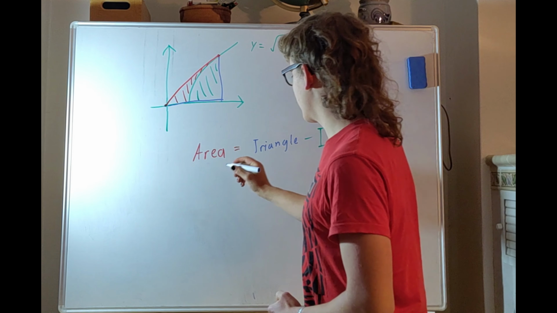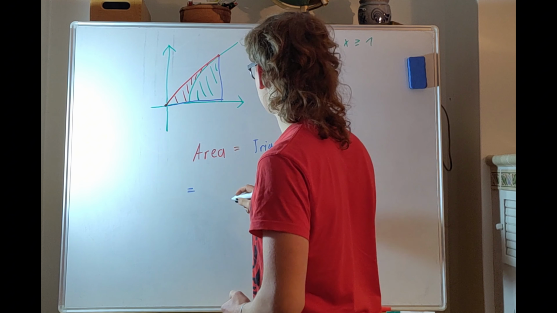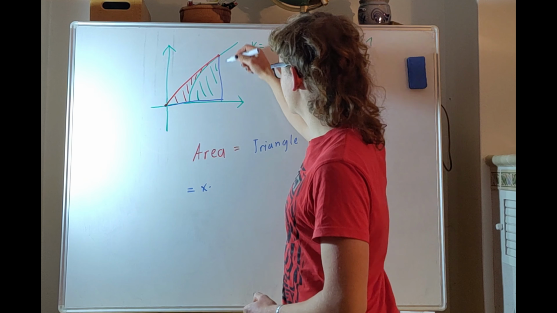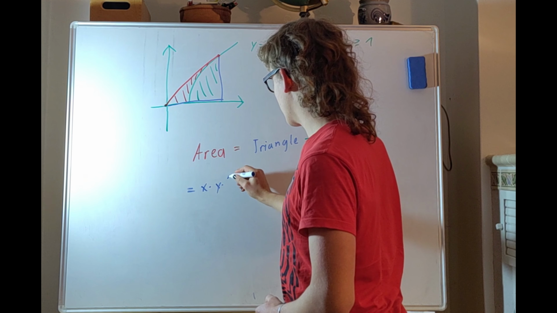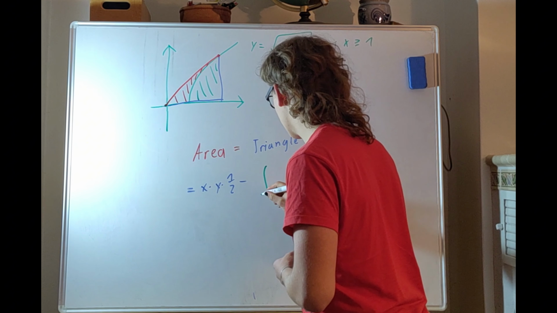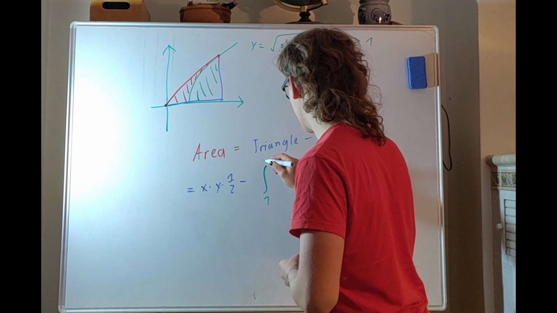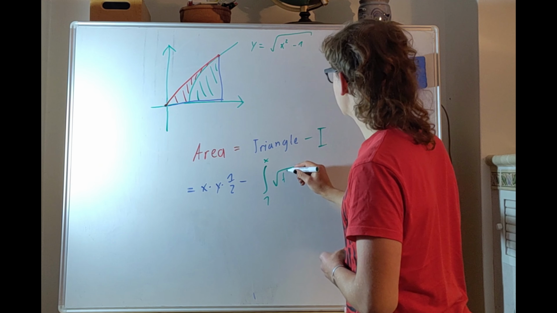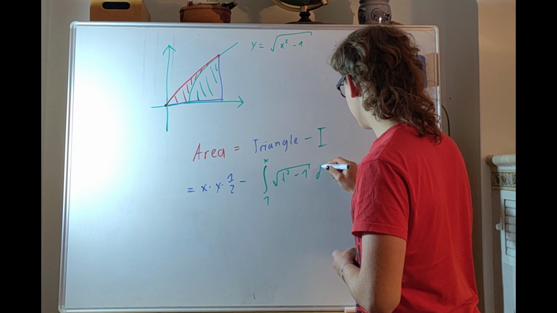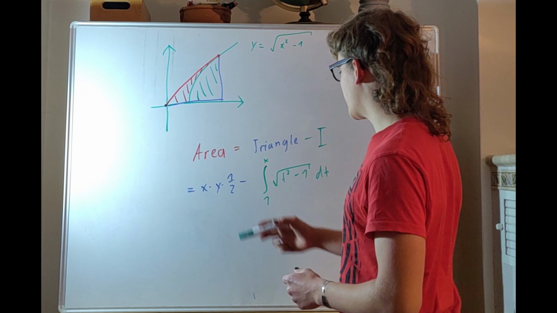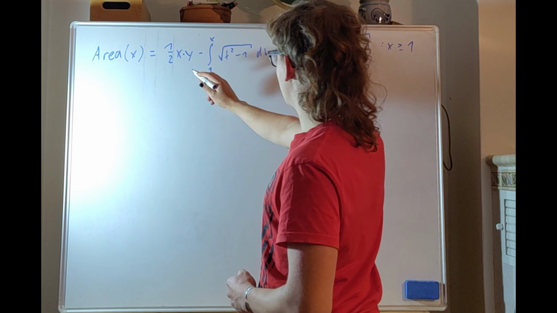So let's see, our triangle will just be equal to the x coordinate times the y coordinate times 1/2. But the integral under the curve will be equal to the integral from 1 to x of just plug in this function, square root of t squared minus 1 dt. And that's actually our area. Okay, so that's our formula.